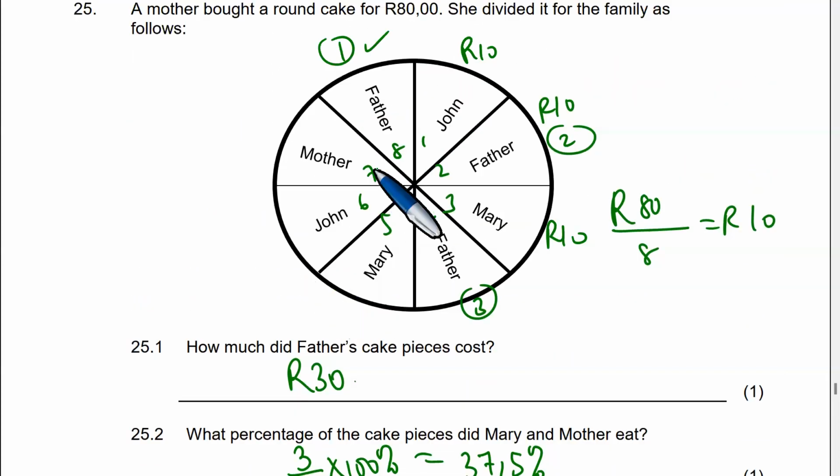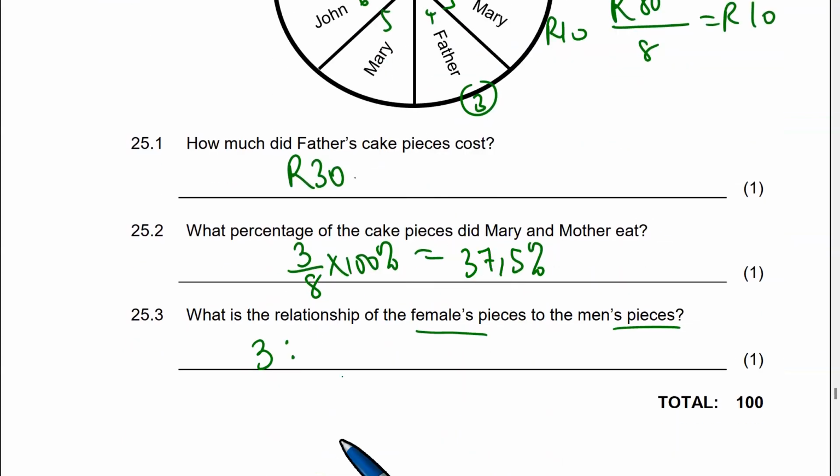How many pieces are there for the males? 7? Let's check. I mean, no, 5. 5 pieces. Well done. So what's the relationship? The relationship is 3:5. It's 3 to 5. Okay.